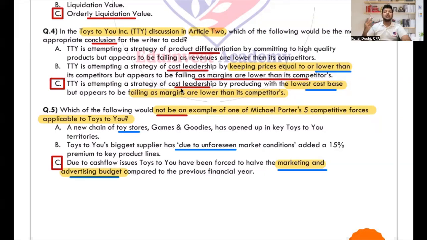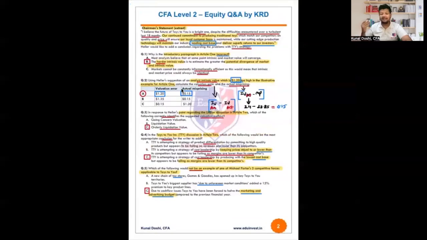Right? From this topic, there is a high chance that they ask you something related to the valuation error. Clear, everyone? Perfect. Anyone, any doubt with relevance to this?